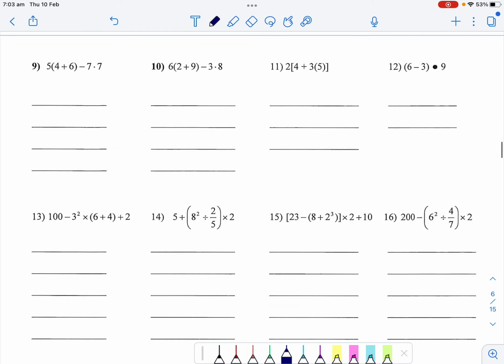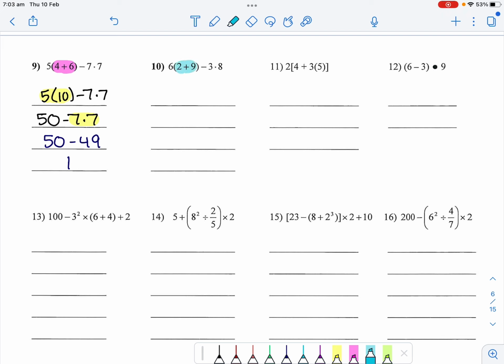On the back here, we start to get a little bit more complicated. So for number 9, 4 plus 6 is going to come first. So this is going to be 5 times 10 minus 7 times 7. Then I'm going to do my first set of multiplication, so 50 minus 7 times 7. Then my second set of multiplication, so 50 minus 49, and 50 minus 49 is 1.